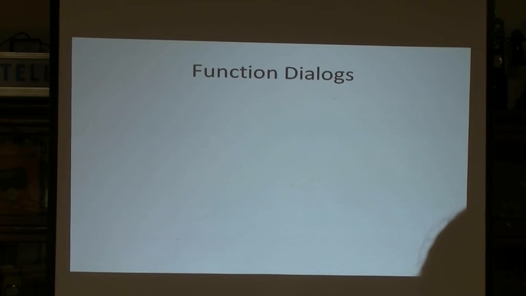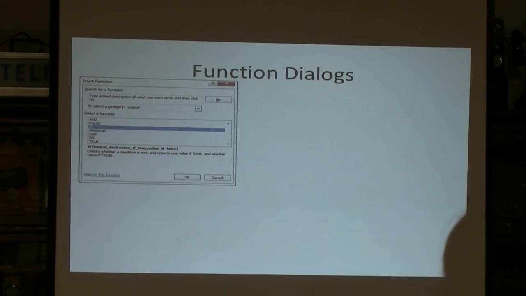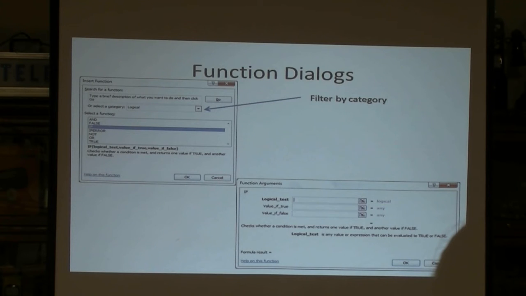So let's talk about the different dialogs that you get with functions. When you hit the FX button, you get this dialog. So you've got a way to search for functions, and it's got a little bit of fuzzy logic, so you can just type in a description and it'll give you a suggestion. Or you can use the filter by category. These are the same categories as the formula ribbon has. Or you can select one that you've used recently.